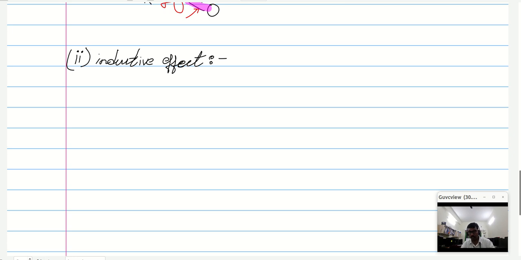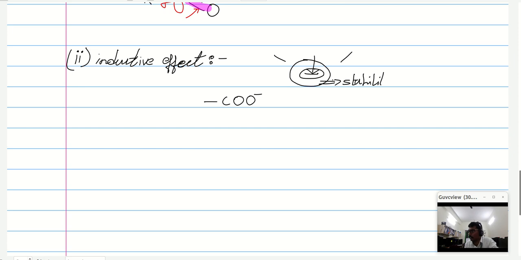The structural effect that we are going to see, which contributes to the stability of the carboxylate anion, is the inductive effect. Now what is this inductive effect? Let's say that this is a carboxylate ion and it has a negative charge here. Now the stability of the carboxylate ion depends on how the negative charge over here is stabilized.